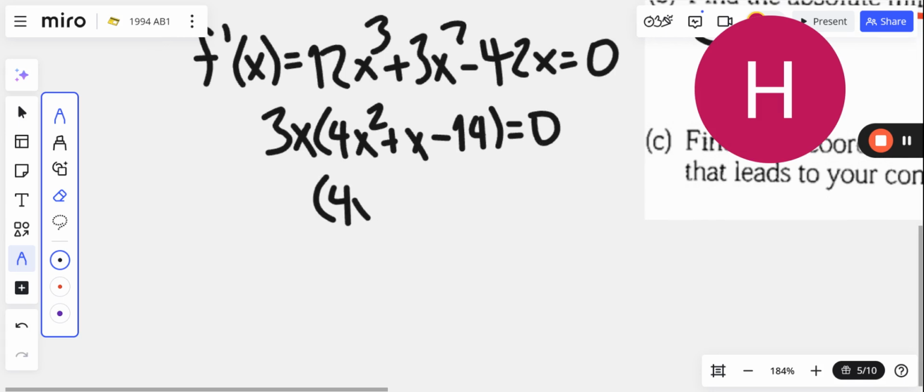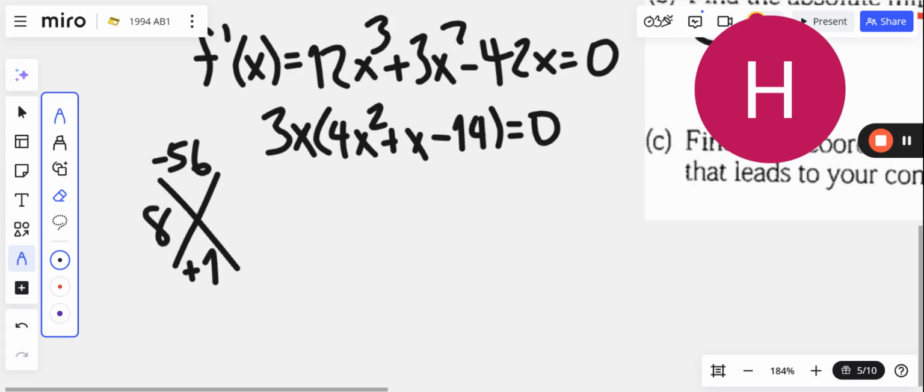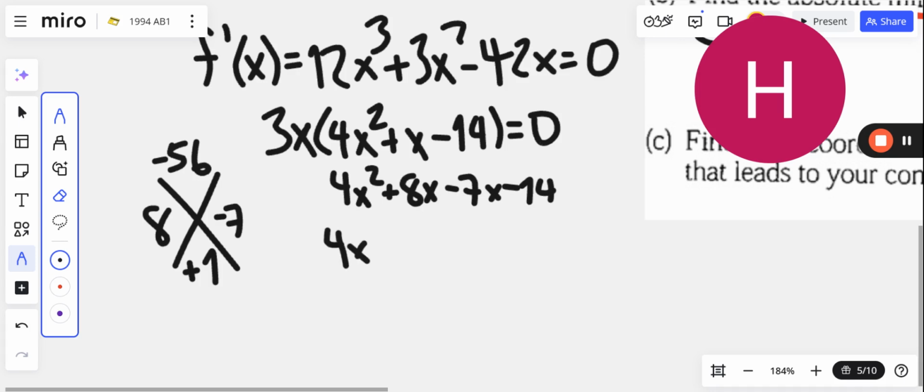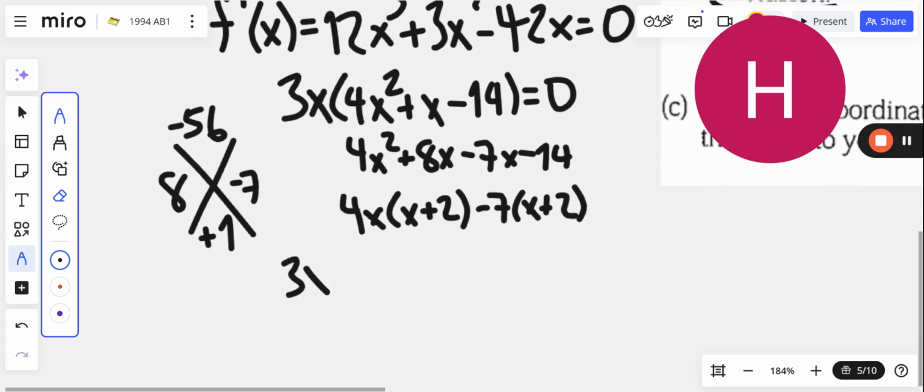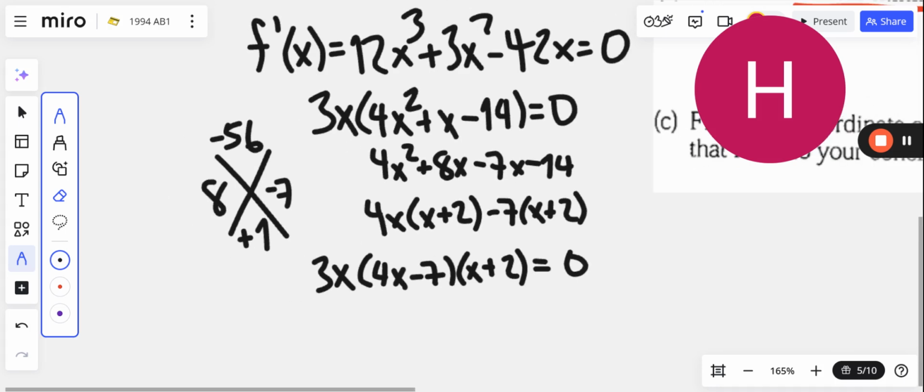Well, let's do it the old school way, shall we? Make our little diamond here. Negative 56 and a plus 1. That's going to be 8 and negative 7. So let's try to factor this by grouping. Plus 8x minus 7x minus 14. That's going to give us 4x with x plus 2 and that's going to give us negative 7 with x plus 2. Therefore, our factorization of the derivative is 3x, 4x minus 7, x plus 2 equals 0.